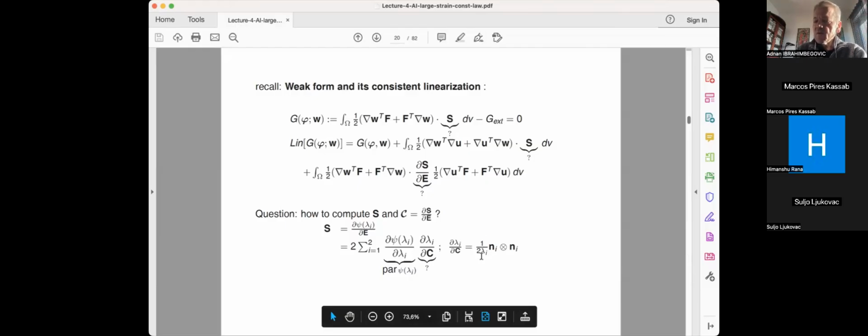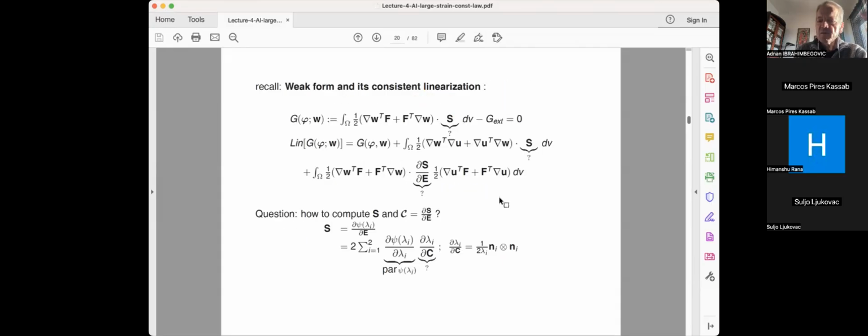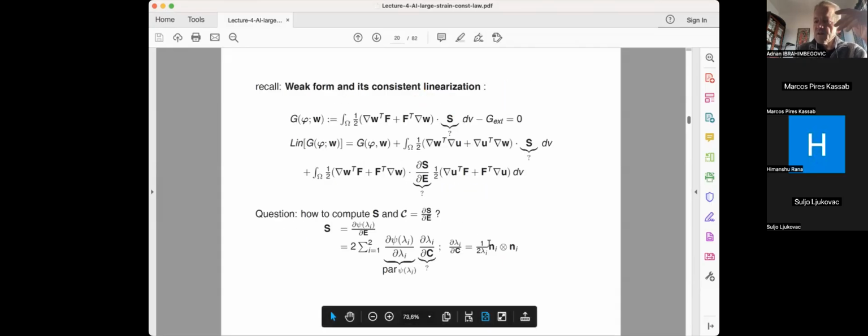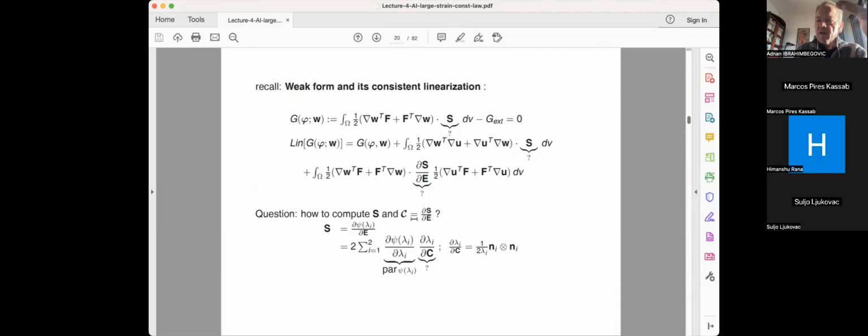This is simply 1/2 lambda i, Ni tensor Ni, where Ni is nothing but the corresponding principal direction for the U stretch. The same thing will be for B if you go there, and so on and so forth. By the way, this is also the principal direction for C. So both stretches U and C are based on the same principal direction. So I can compute this from the derivative of the eigenvalue problem. I'll show how. And simply once I have it in the scalar potential, this is very easy to compute the components of the stress.